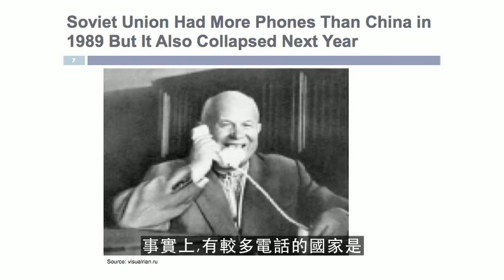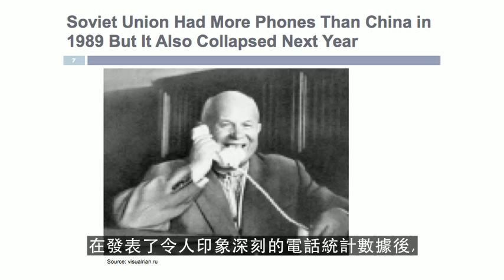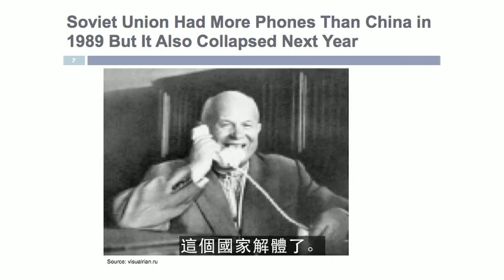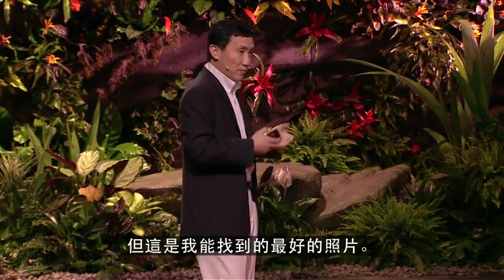Actually, the country with more telephones is the Soviet Union. And the data refer to 1989. After the country reported very impressive statistics on telephones, the country collapsed. Right? That's not too good. The picture there is Khrushchev. I know that in 1989, he no longer ruled the Soviet Union, but that's the best picture that I can find. Telephones, infrastructures do not guarantee you economic growth.